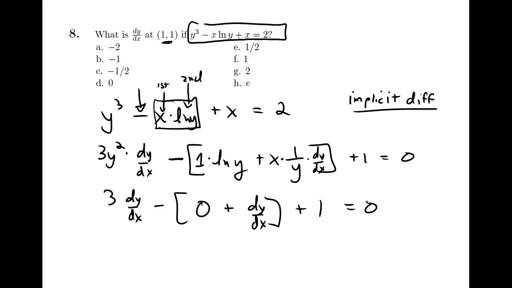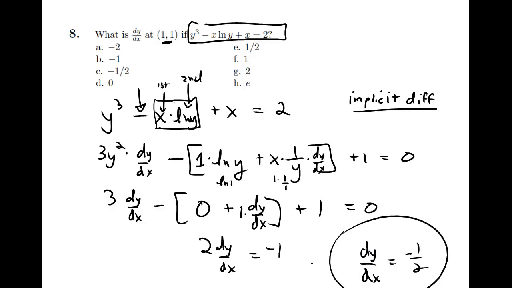How did I get to 0? The log of 1 is 0. 1 over 1 is 1. Well, if I have 3 dy/dx minus dy/dx, I have 2 dy/dx equal to negative 1. So I have the answer. Okay, plug in immediately.